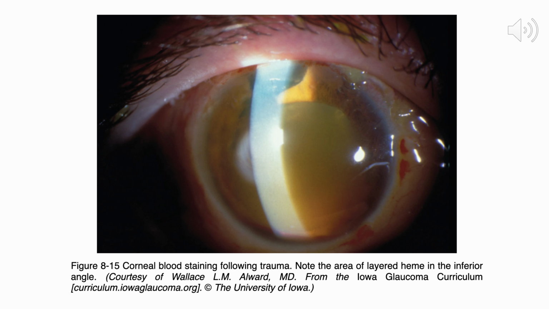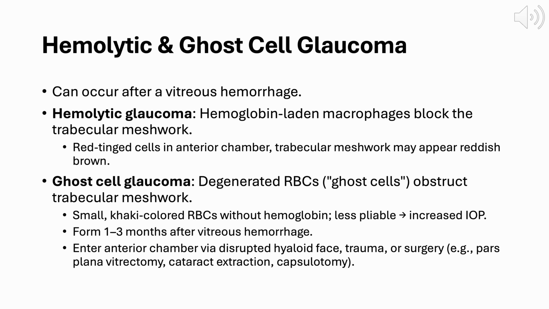This finding indicates significant or persistent anterior chamber hemorrhage, often associated with elevated intraocular pressure, which can drive blood products into the corneal tissue. Such staining may impair vision permanently if it involves the visual axis and is slow to clear. Now we are going to talk about two types of secondary open-angle glaucomas which are caused by vitreous hemorrhage.